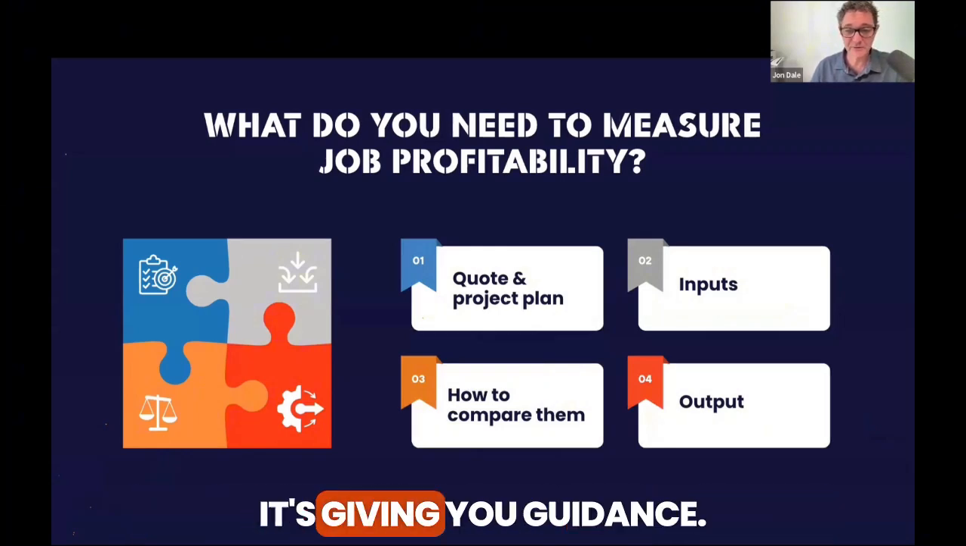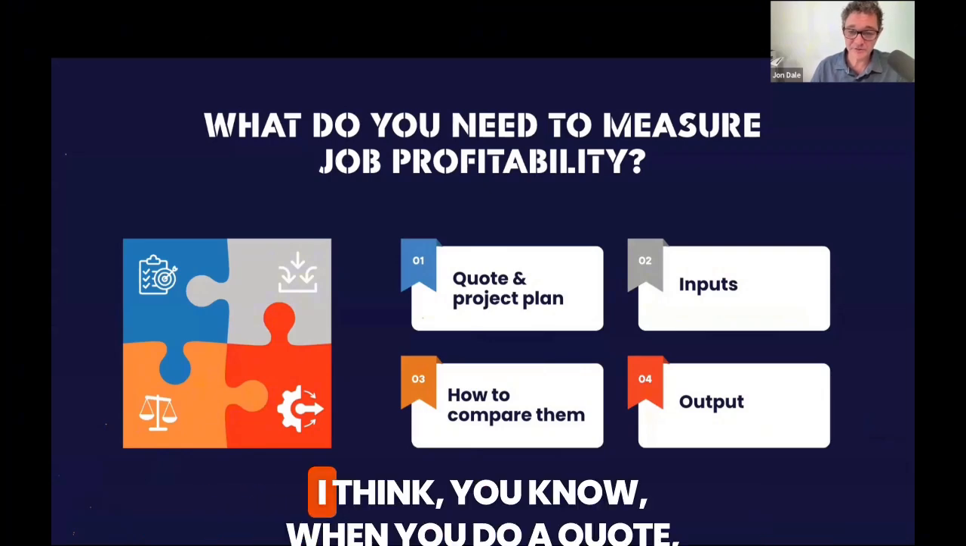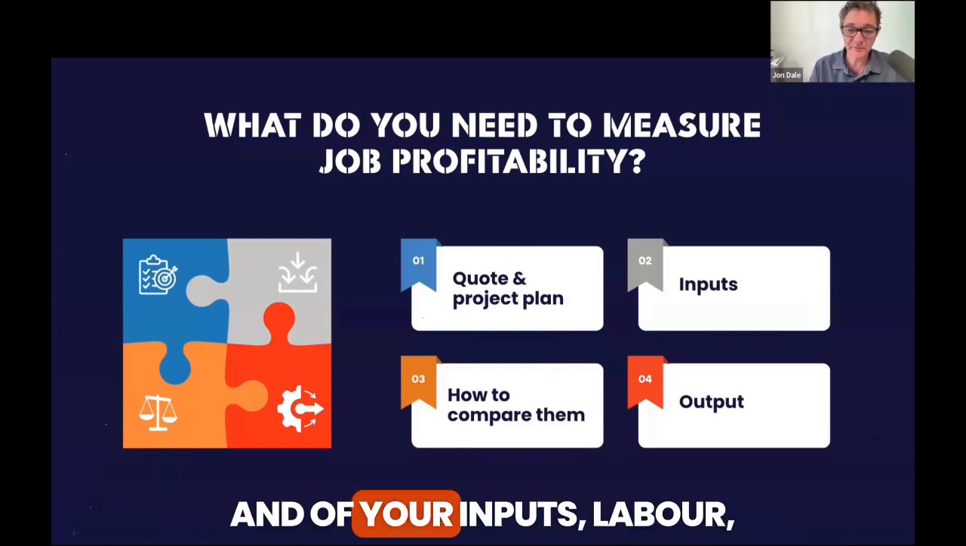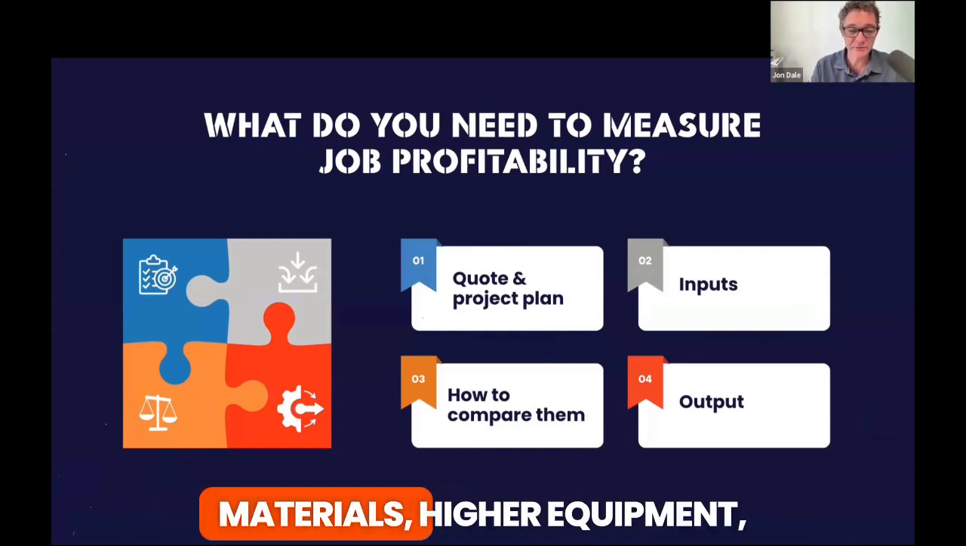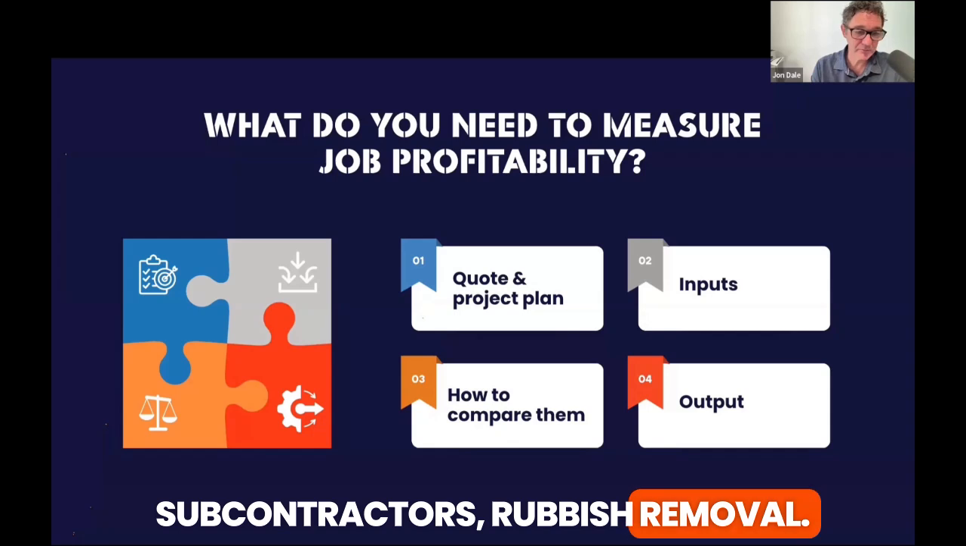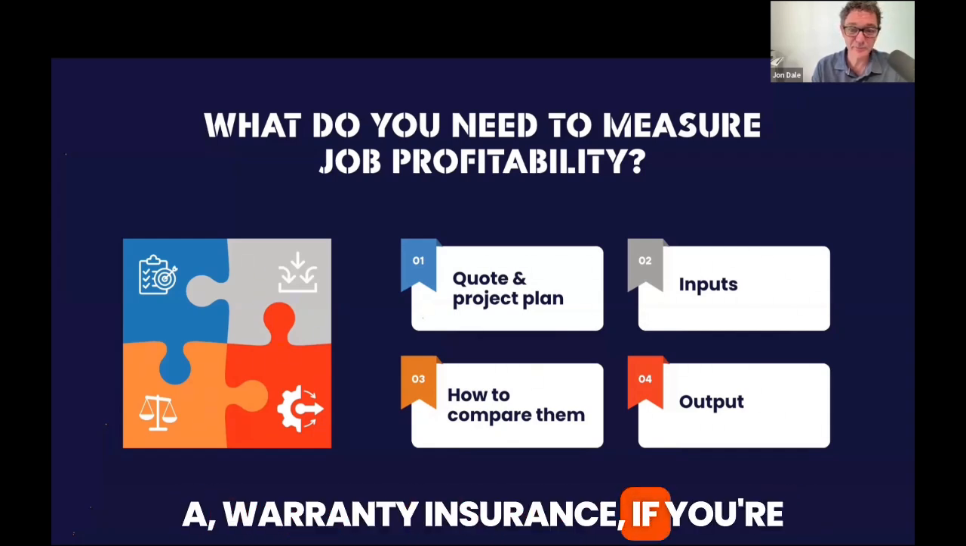So it's giving you guidance. So what do I mean by measure job profitability? I think when you do a quote, you have an idea of your margins and of your inputs: labor, materials, hire equipment, subcontractors, rubbish removal. Is there anything else I've missed that's kind of an obvious thing? Warranty insurance if you're a builder, maybe, right?